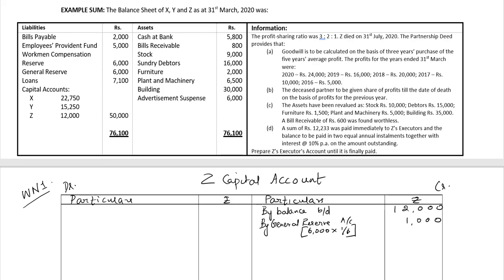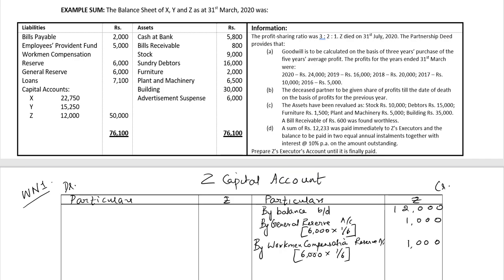There is a workmen compensation reserve against which there is no liability. So we'll distribute that also by workmen compensation reserve account. 6,000 rupees multiplied by 1 divided by 6, 1,000 rupees.